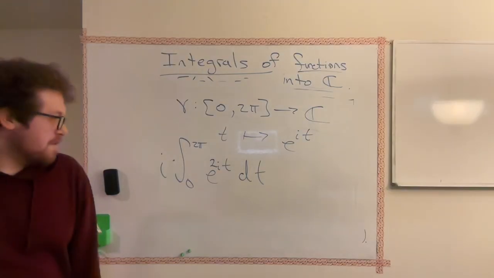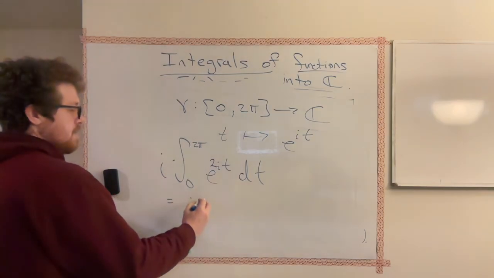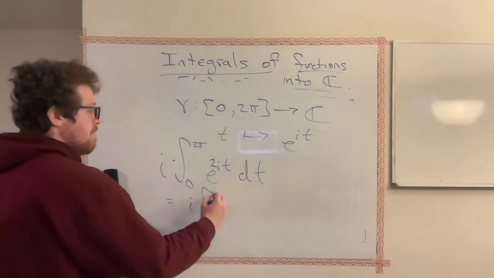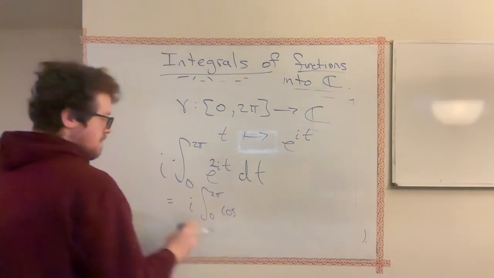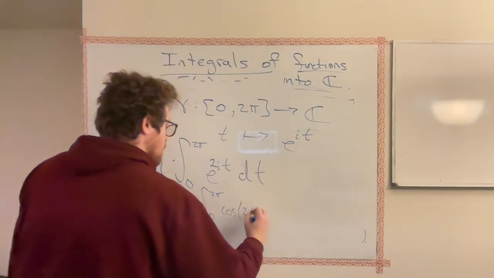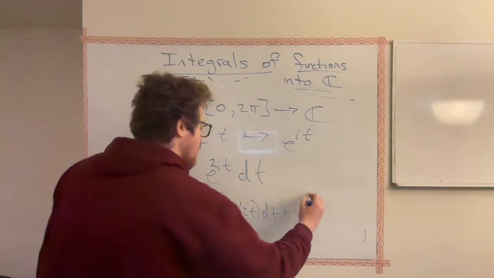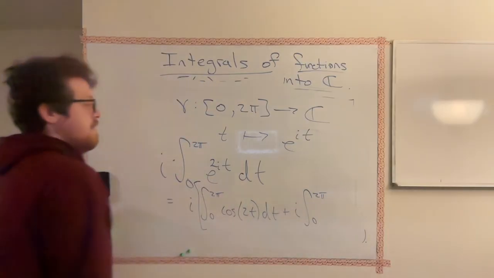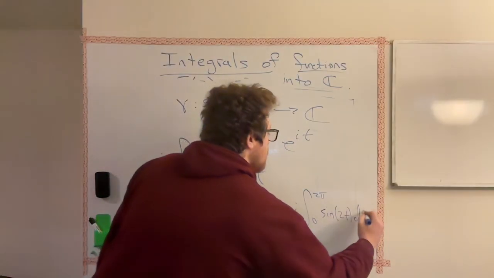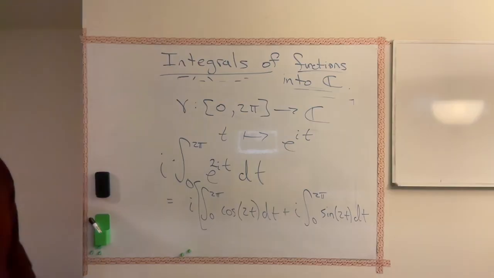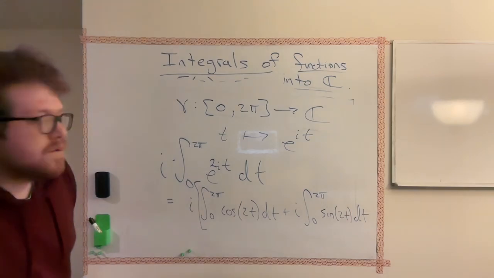And then what is the integral of e to the 2it from 0 to 2 pi? Well, this is really just two integrals, right? So it's the integral from 0 to 2 pi of the real part, so cosine of 2t dt, plus i times the integral from 0 to 2 pi of sine of 2t dt.